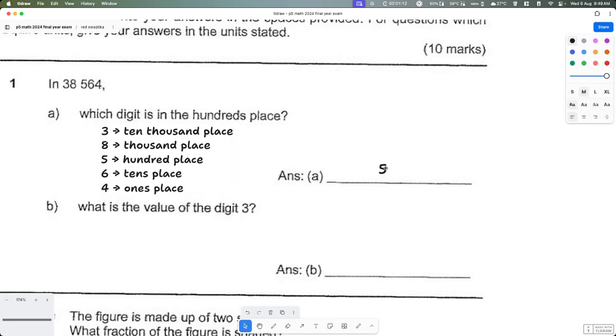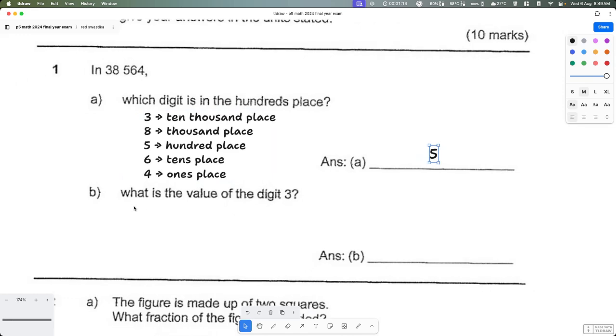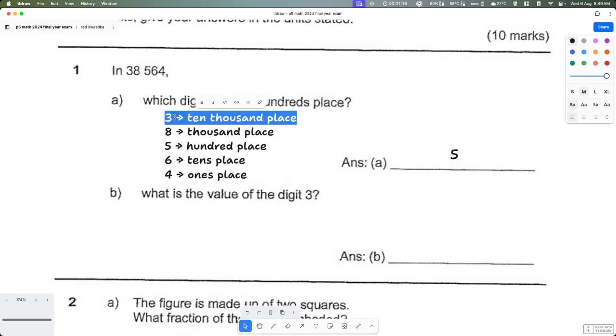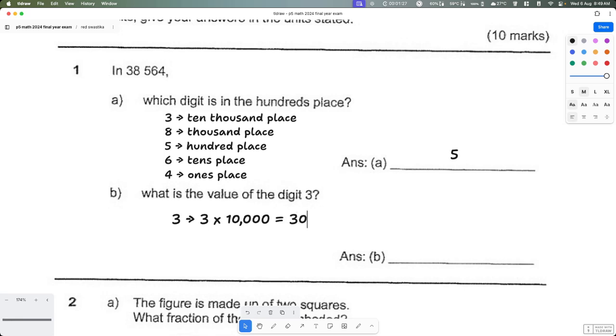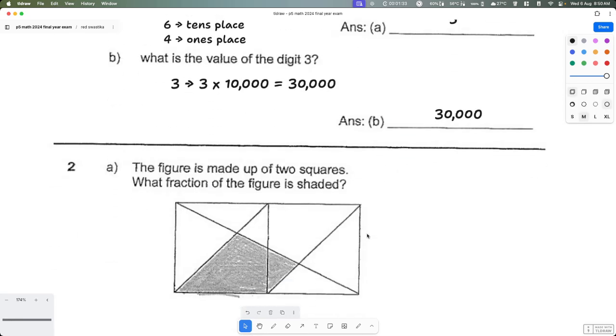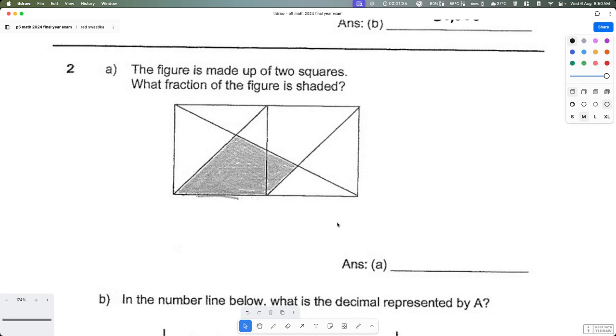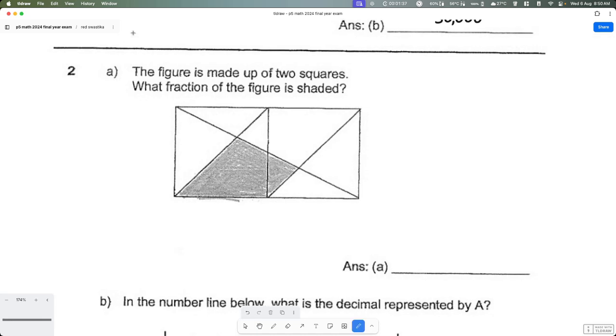Okay, let's move on to part B. What is the value of digit 3? 3 over here is in the ten thousands place, so 3 times 10,000, which is 30,000. Okay, so that is B. Let's move on to question number 2. Question number 2 says, the figure is made of two squares. What fraction of the figure is shaded?